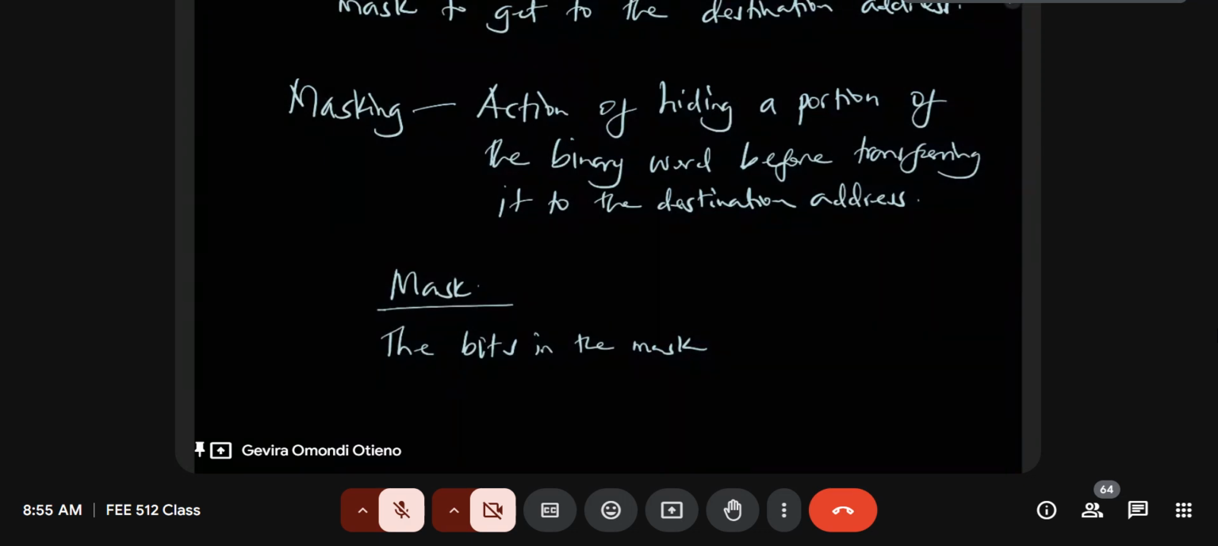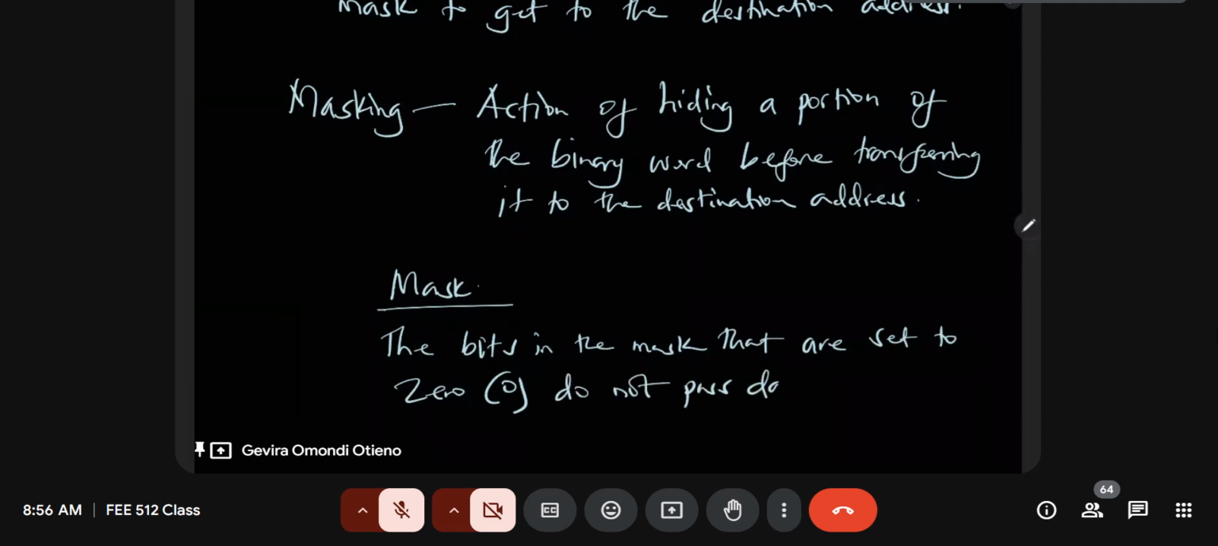So the bits that exist in that mask, the bits that are set to 0, do not pass data. Think about it the way we were looking at high pass filters and low pass filters.